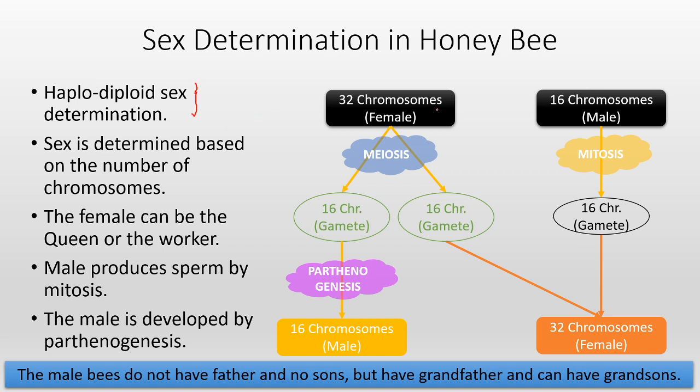Now, the female here has 32 chromosomes. The first thing you have to keep in mind is that the female has 32 chromosomes, whereas the male has only 16 chromosomes.